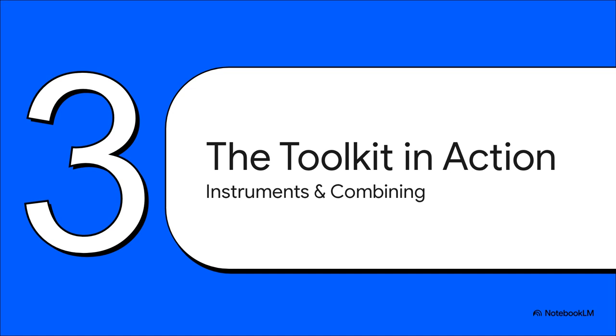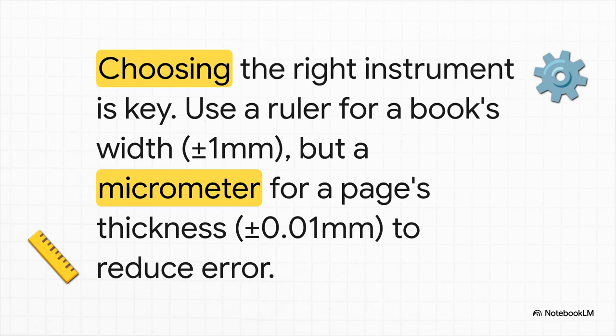This is all about making smart choices, from picking the right tool for the job to knowing how to handle uncertainties when you start doing math with your numbers. This is so important. You have to match the tool to the task. I mean, imagine trying to measure the thickness of a single piece of paper with a big meter stick. It's just not going to work. The uncertainty in the ruler is way bigger than the thing you're trying to measure. For that job, you need a high-precision tool like a micrometer to get a result that actually means something.